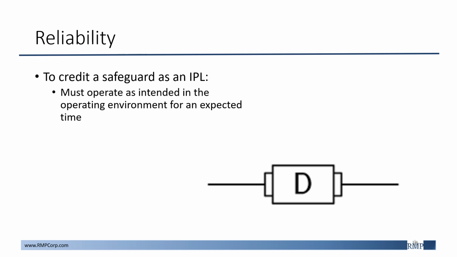Another important aspect of an IPL is its reliability. To be considered reliable, it must be operating as intended in the operating environment for an expected time. So the image shown of the detonation arrestor is shown as it's designed for a specific process environment and is subjected to rigorous testing based on the defined protocols and specs to assure reliability.